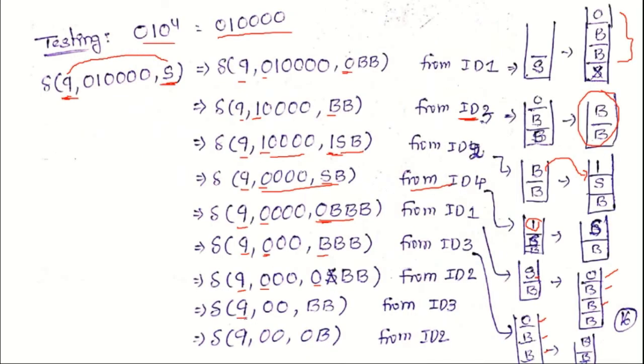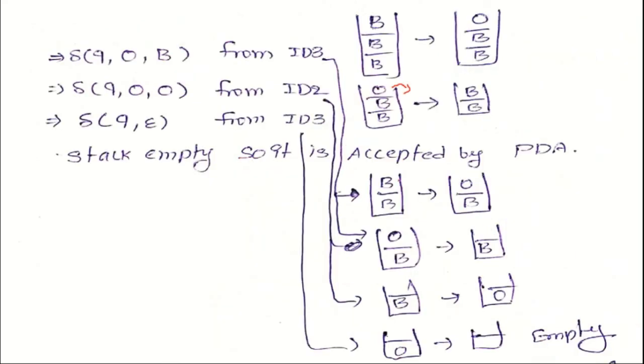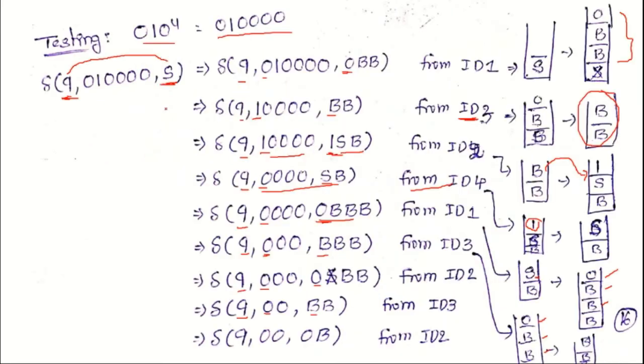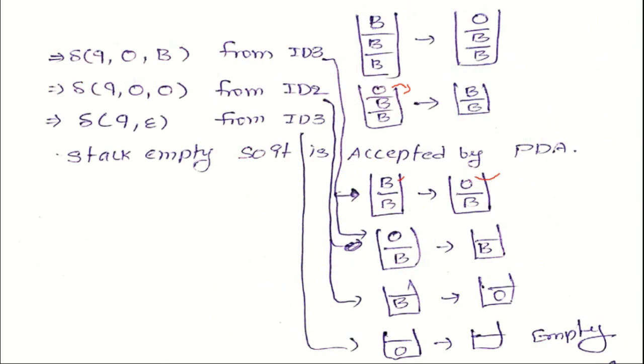Next, the current state is Q, the input is 0, and the top of the stack is B. So you can simply replace this B with 0. That means this B is replaced with 0. Then next, the current state is Q, the input is 0, and the top of the stack is 0. That means 0 comma 0, so we perform the pop operation. This 0 will be popped from the stack, then the remaining is B only.